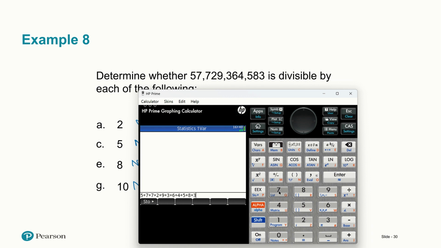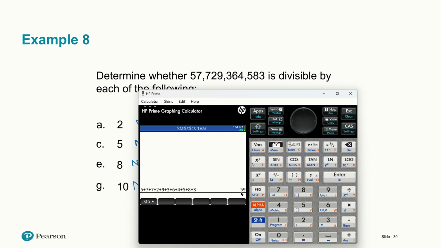As I've told you before, after you input something like that, always double check, because it's so easy to make an error, right? So let's see, 5, 7, 7, 2, 9, 3, 6, 4, 5, 8, 3. It looks pretty good. So we end up with 59 for the sum of the digits.